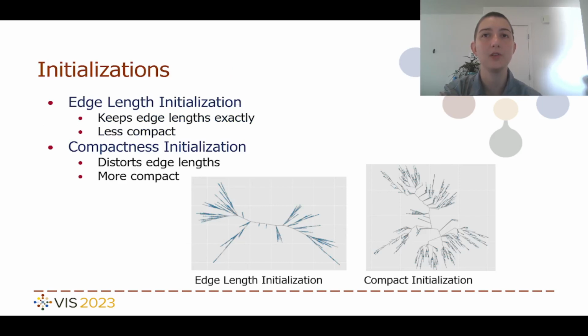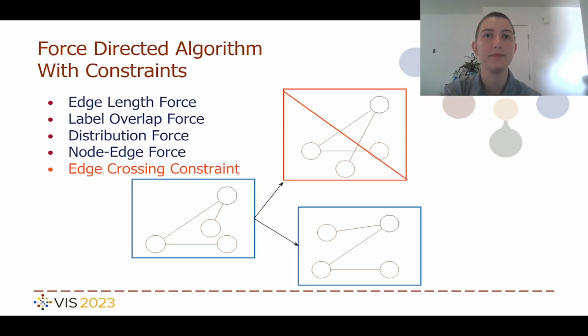To help the options with desired edge length and compactness, we provide two initial layout algorithms. The desired edge length one keeps the edge lengths exactly, but does this at the expense of compactness. And the compactness one keeps the layout relatively compact, but does not take the desired edge lengths into consideration. Both of these algorithms ensure that we have no edge crossings in the initial step.